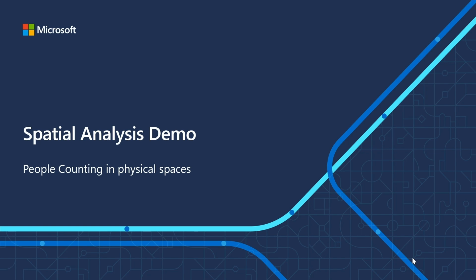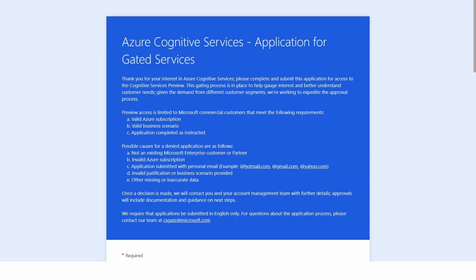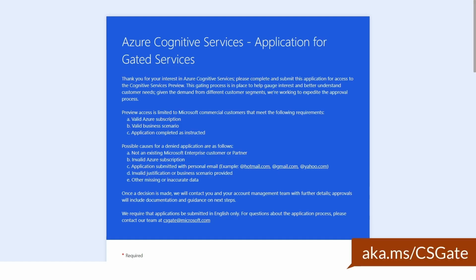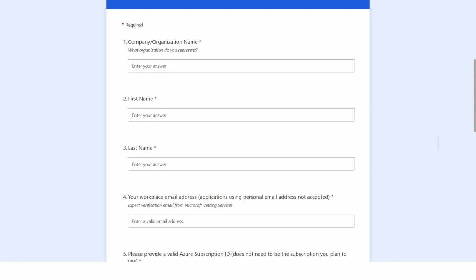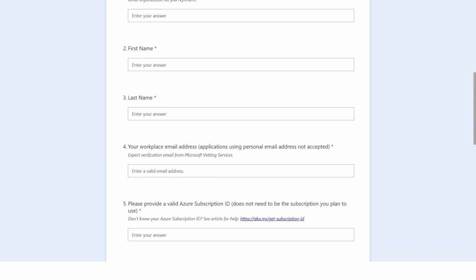This is a demo that illustrates how you can deploy the container for spatial analysis. First, you need to go to aka.ms csgate to fill in the application for gated services. This is where you provide information about your company, your use case, and your subscription ID. Microsoft will review your application, and upon approval, you will be notified in email with information for how to access the container.